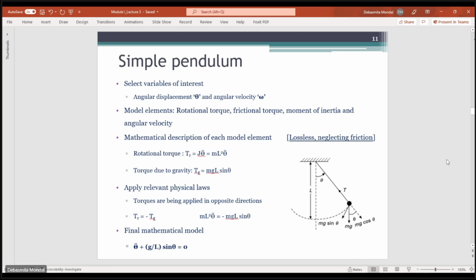So now these two torques will be acting in a direction opposite to each other. So you can say that T_R will be equal to minus T_G, and then if you write the equation of these two, the final differential equation model will come as theta double dot plus g by L sine theta equals 0. So here we are ignoring any kind of friction. So this is a lossless kind of system.